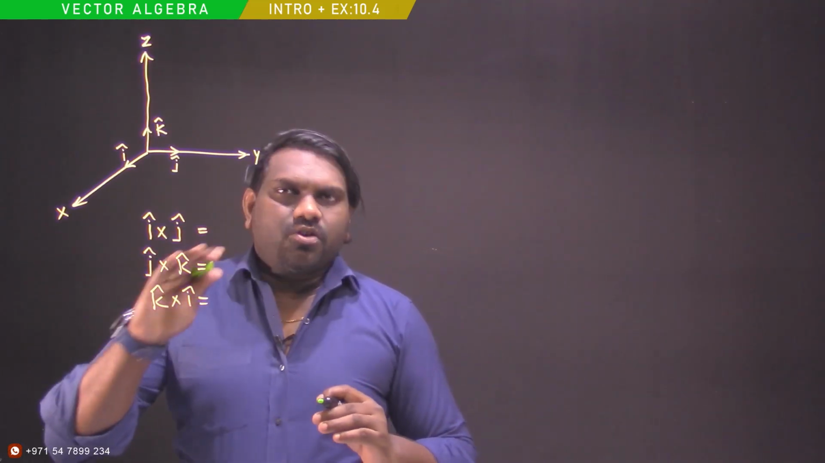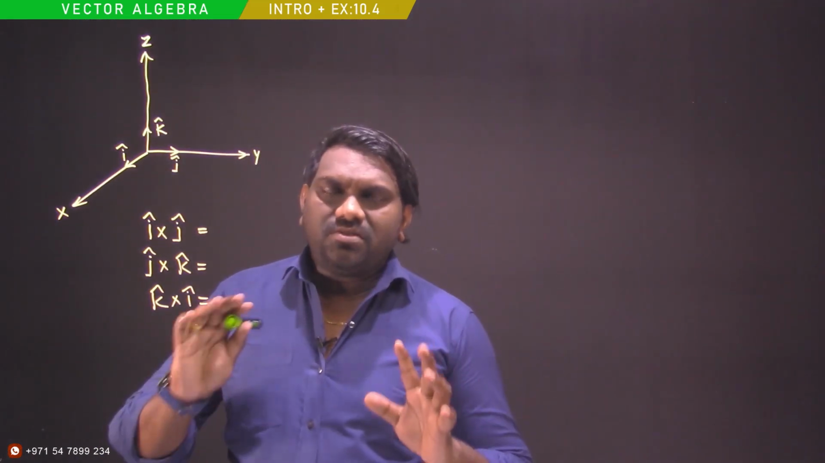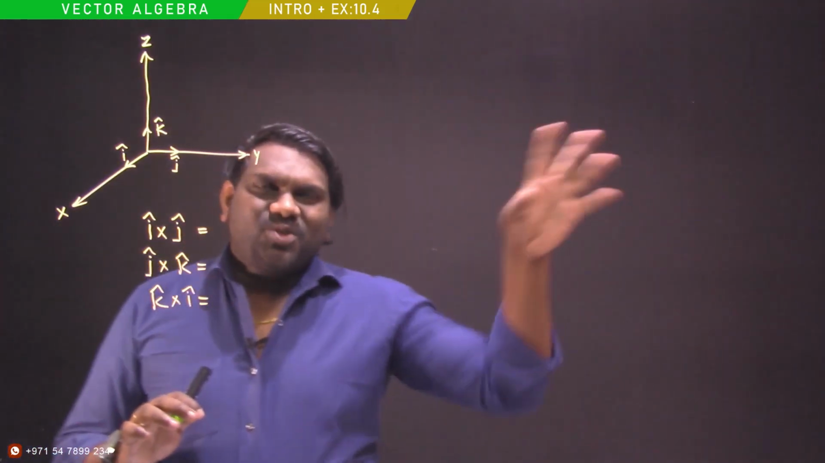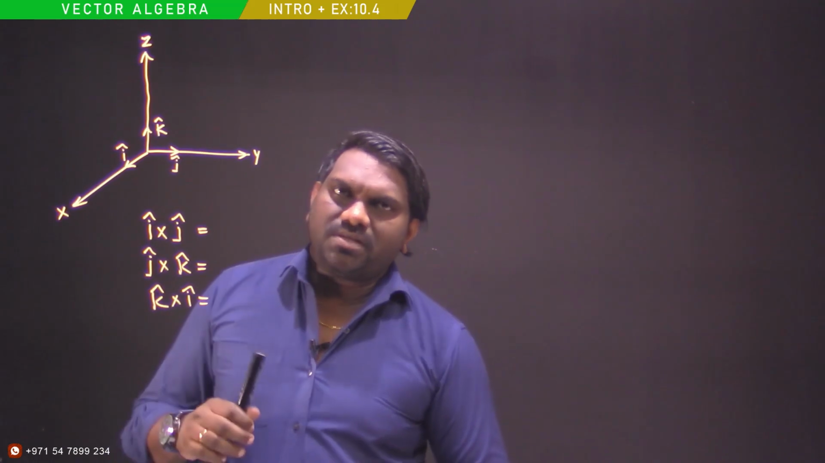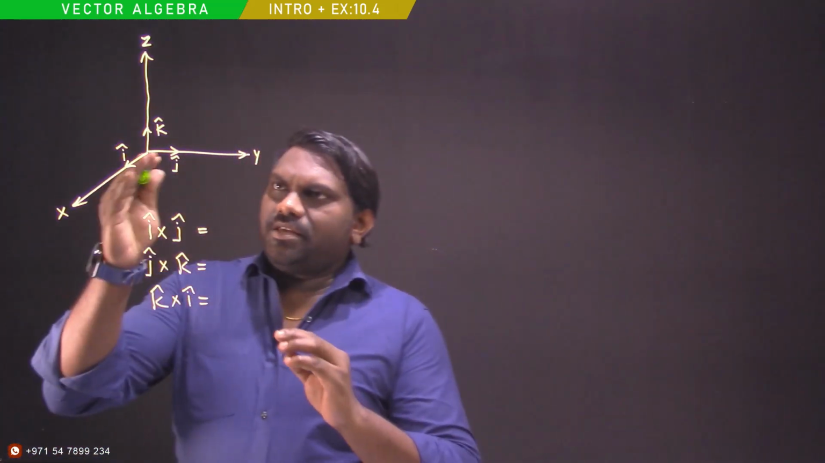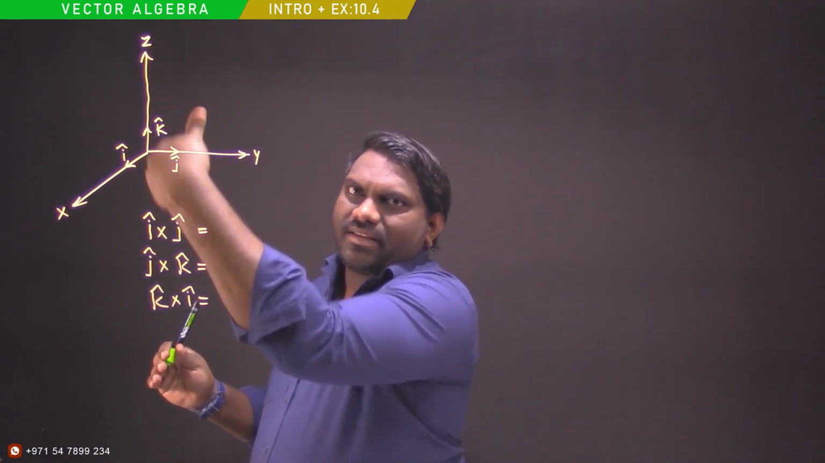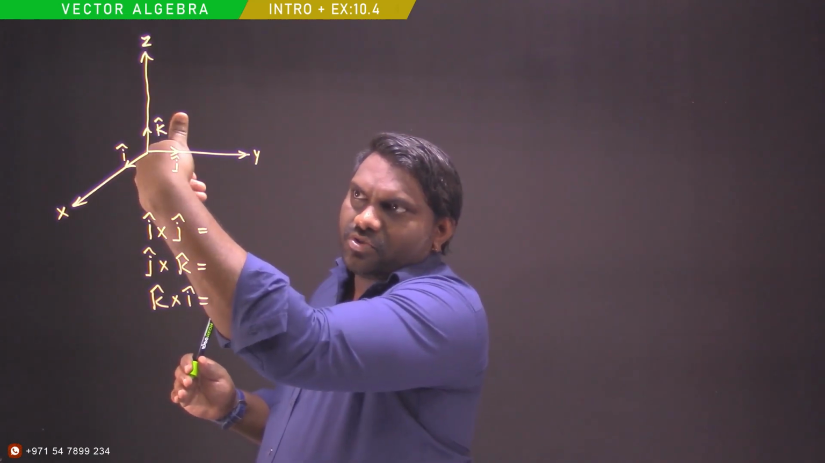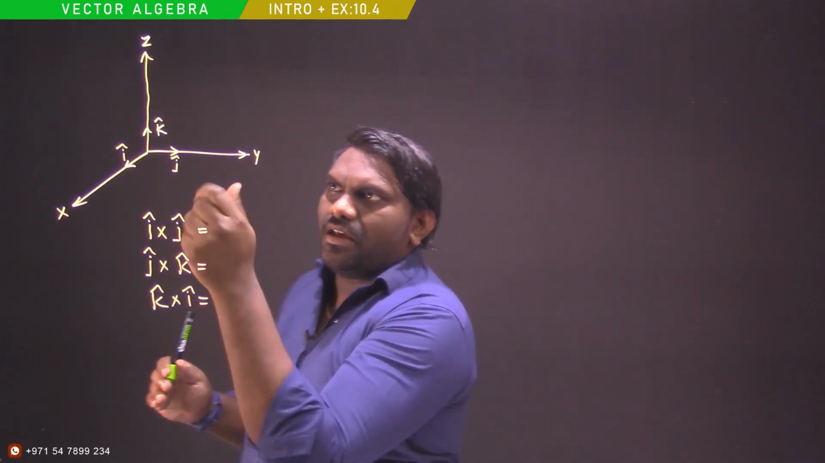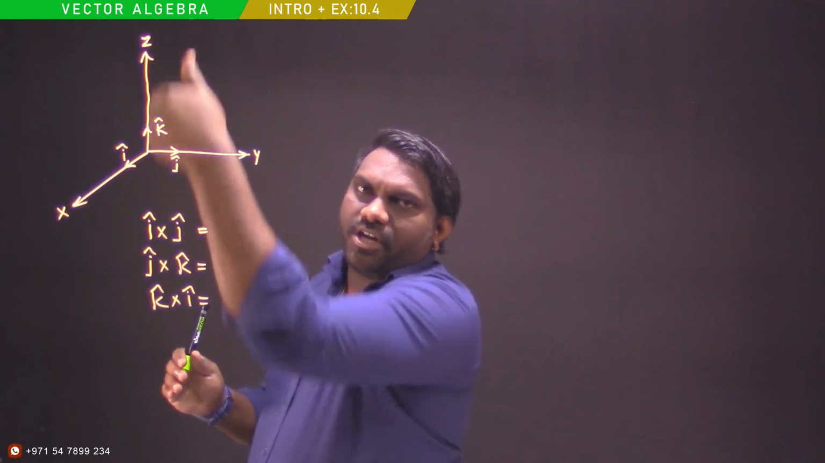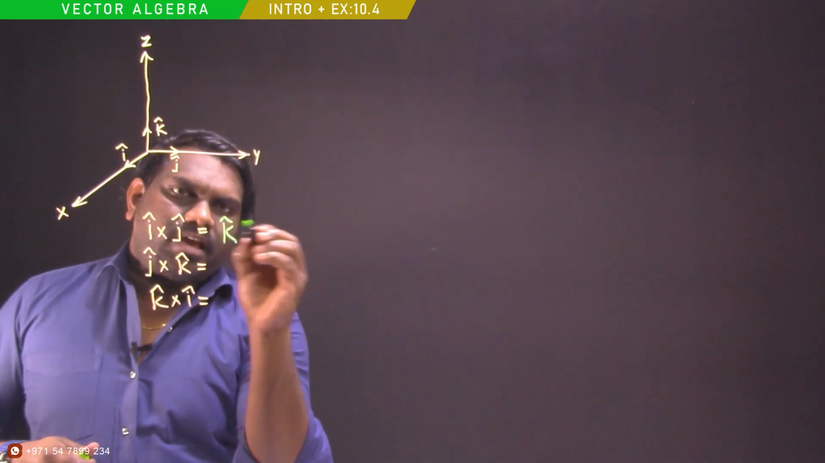If you go for i cross j, which rule? Right hand thumb rule. And as I have told you, this is just theory dear, you just need to know it. Exercise-wise, I will show you something else which will give you a clear idea about these. Now i and j, i is somewhere like this, dear, and it will turn to j like this. And where is my thumb at that time? It is pointing upwards. So what do we get? i cross j is k cap, okay?